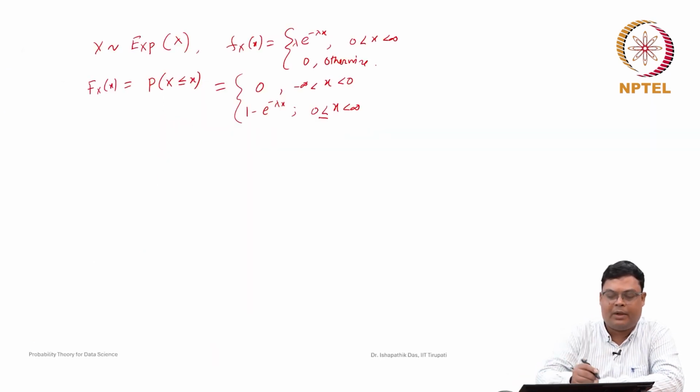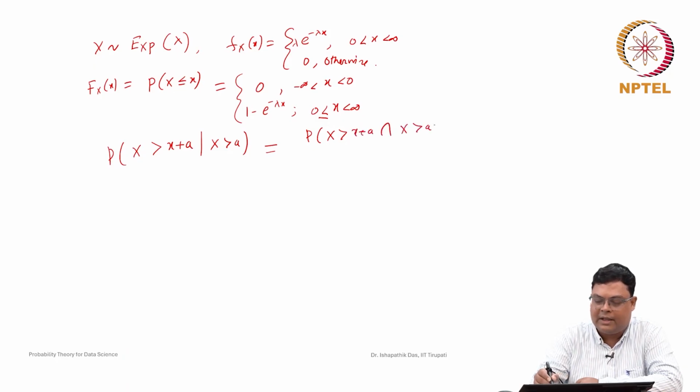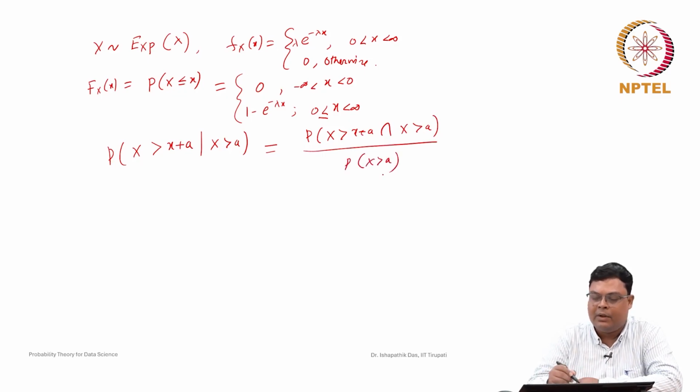Now, let us find the probability that X is greater than x plus a, given X greater than a. This probability we want to compute. This is a conditional probability: the probability that X greater than x plus a, intersection X greater than a, divided by the probability of X greater than a. Note that the probability of A given B is the probability of A intersection B divided by the probability of B.